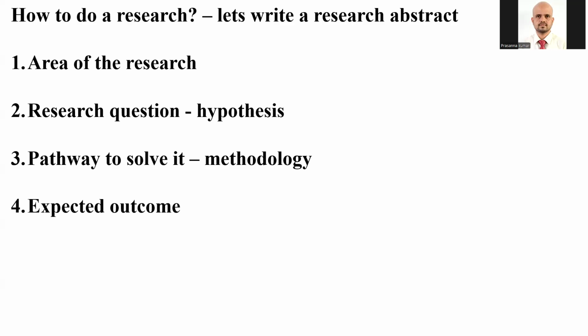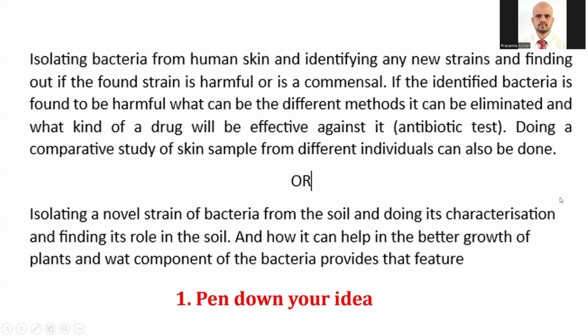So, how to choose a research topic? I would say pen down your idea. First thing first, you write down your idea. Here I have given an example of a student penning down their idea. I understand that the student is interested in the human skin microbiome here, and she wants to identify what is a harmful bacteria or beneficial bacteria, and wants to design a drug to tackle it. So basically, when you write down your idea, you are expressing your understanding, and then you are trying to derive a research question out of it.